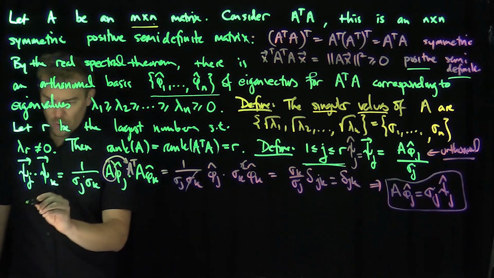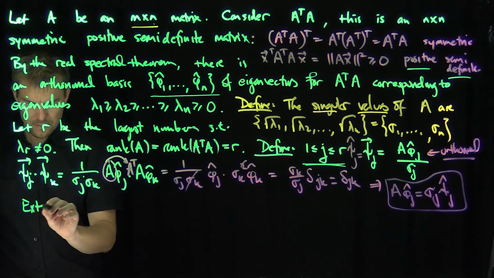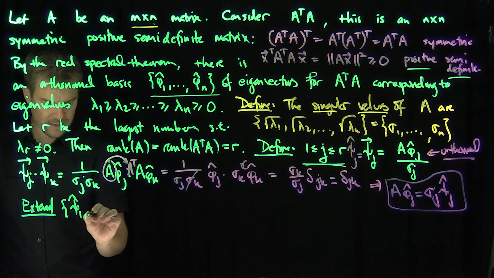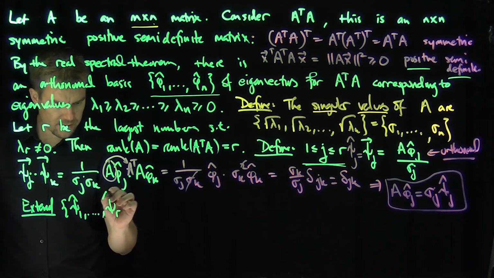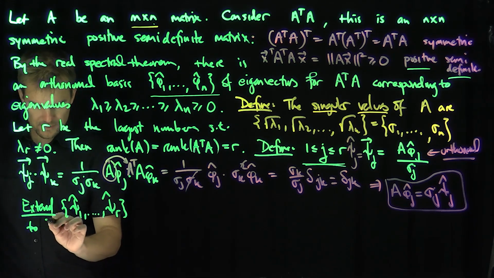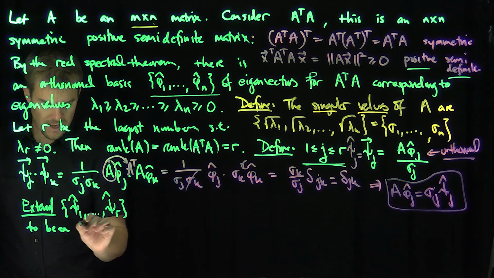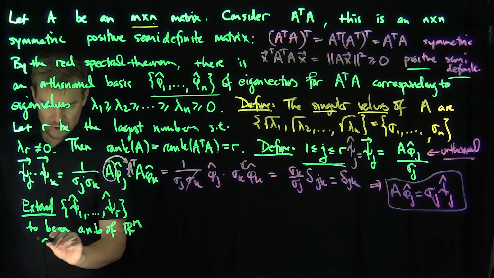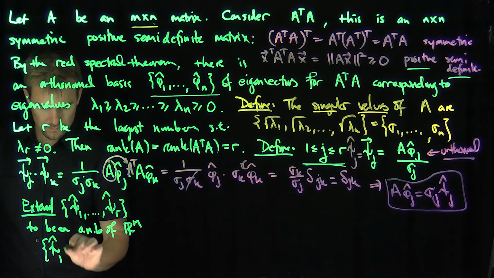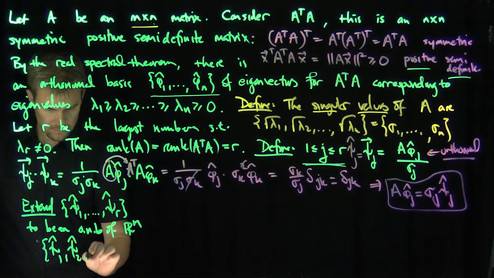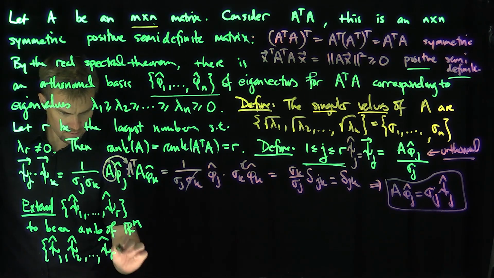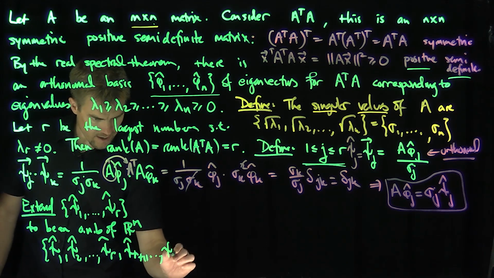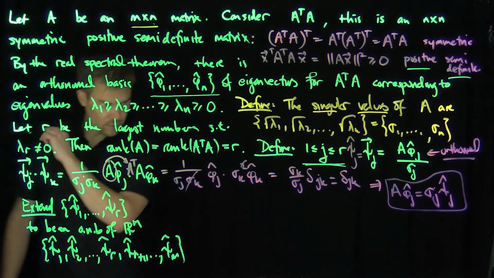So in other words, what I want to do is extend psi 1 hat to psi r hat to be an orthonormal basis of Rm. Just by Gram-Schmidt, we can do that. Up to psi r, and then psi r plus 1 is the new one, all the way up to psi m over here, giving an orthonormal basis.